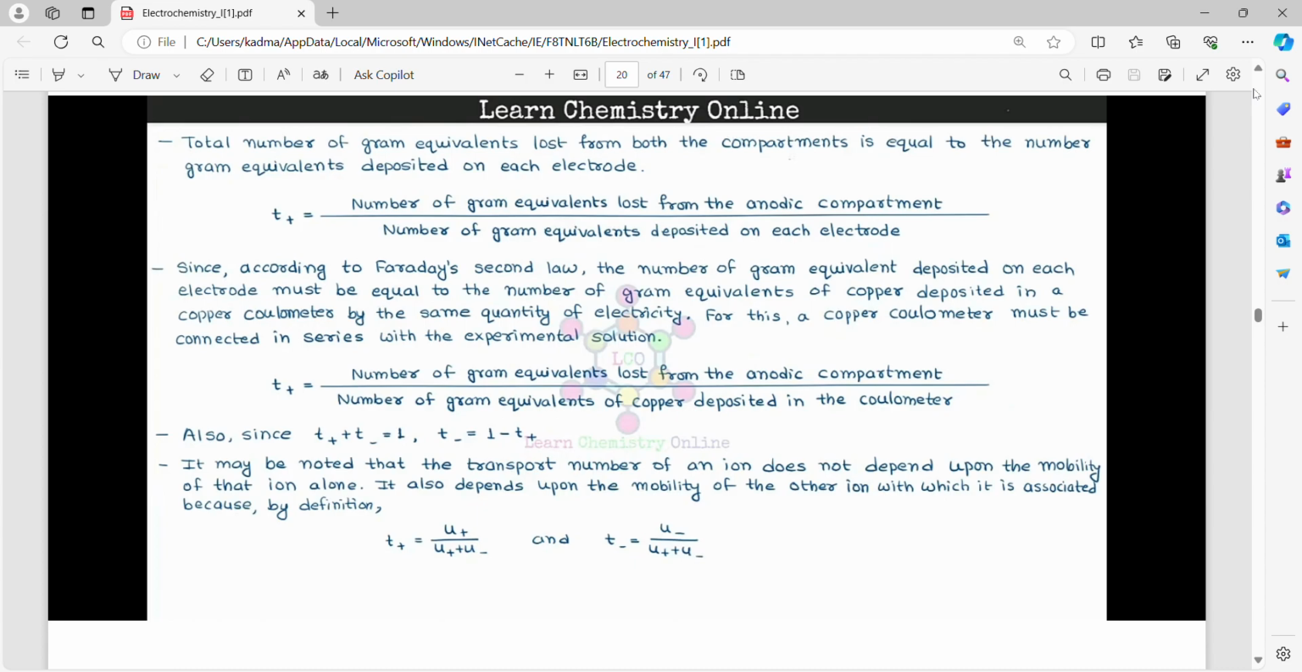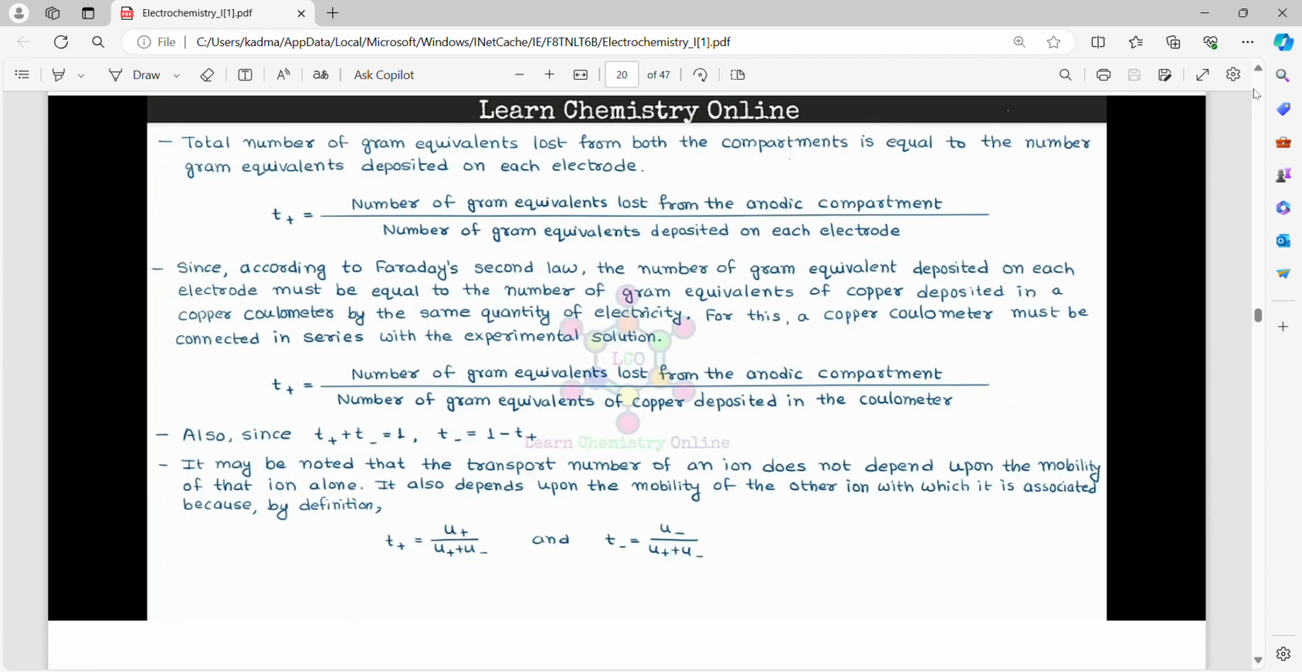Since according to Faraday's second law, the number of gram equivalents deposited on each electrode must be equal to the number of gram equivalents of copper deposited in a copper coulometer by the same quantity of electricity. For this, a copper coulometer must be connected in series with the experimental solution. T+ is equal to the number of gram equivalents lost from the anodic compartment by the number of gram equivalents of copper deposited in the coulometer. Also, since T+ plus T- is equal to 1, T- is equal to 1 minus T+.